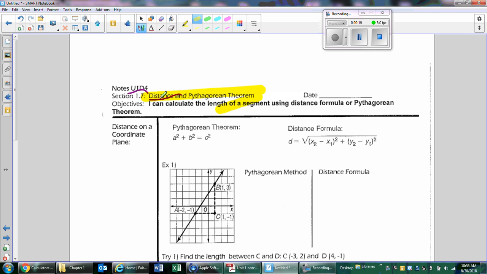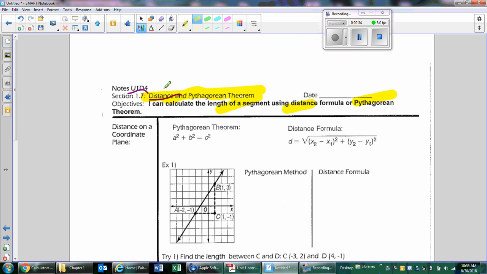Distance, and I'm using the mouse. Distance and Pythagorean theorem is what we're going to be working on today. And the objective is you'll be able to calculate the length of a segment using distance and Pythagorean theorem.